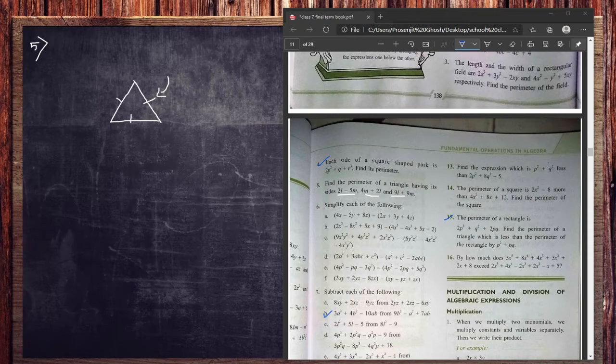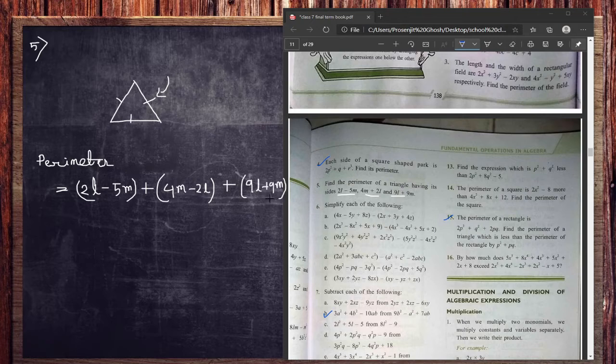First of all we will write perimeter, that is equal to 2L minus 5M. That is the first side. We are adding the sides together. Plus, second is 4M minus 2L. And lastly, we will add the third side, that is 9L plus 9M. So we got all the sides.